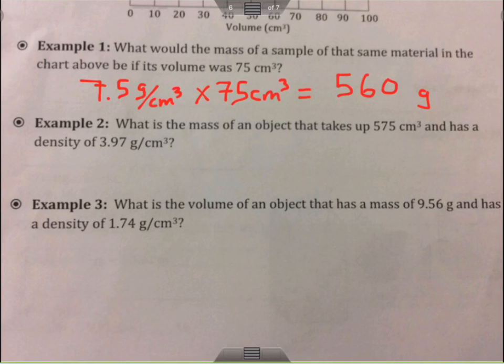Next example. What is the mass of an object that takes up 575 centimeters cubed and has a density of 3.97 grams per centimeter cubed? So this is a different material. It's got a different density. My density is 3.97 grams per centimeter cubed. The volume is 575 centimeters cubed. I want you guys to give this one a try. It's just like the last one. So take a moment and get an answer.